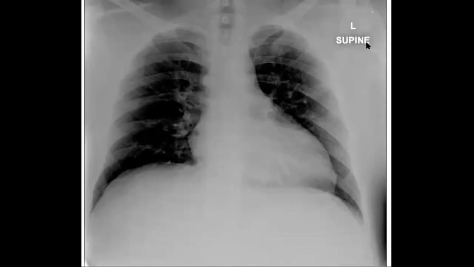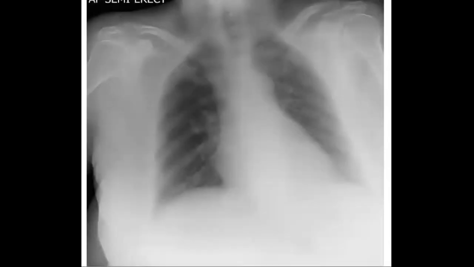Yeah, left shoulder dislocation and possibly also right shoulder dislocation. So the articulation should be here and this one inferiorly located. So this means that there is shoulder dislocation. This one is an easy one.